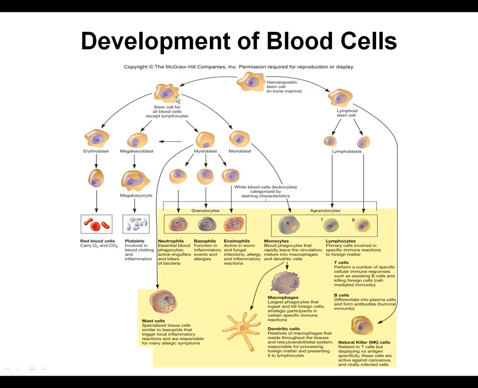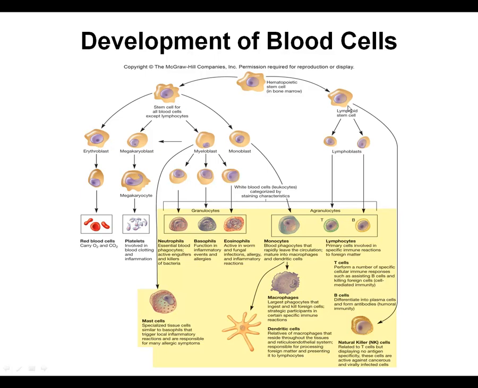The last cell that these stem cells can become are the monoblasts. Monoblasts will become monocytes, and those monocytes will be triggered to become macrophages and dendritic cells. The monocytes will be monocytes when they're in the blood, and when they get fixed in tissues, they will be macrophages and dendritic cells.